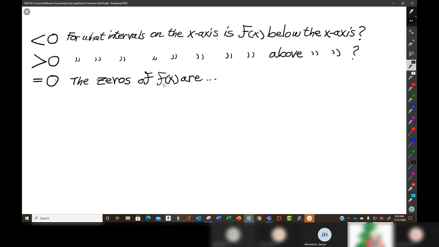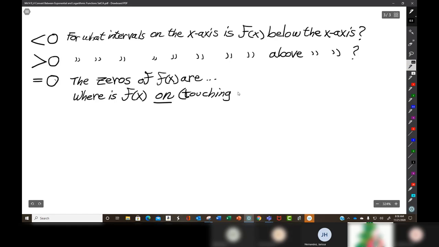And so what this says is, where is f of x on the x-axis? That is, crosses or touches. Let's say touches. Where is f of x touching the x-axis?